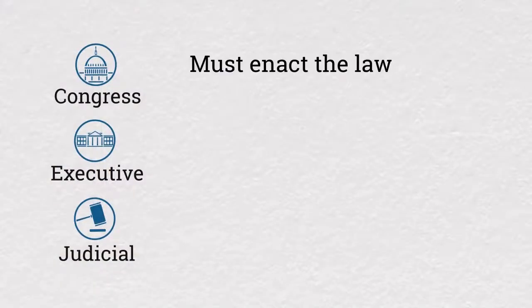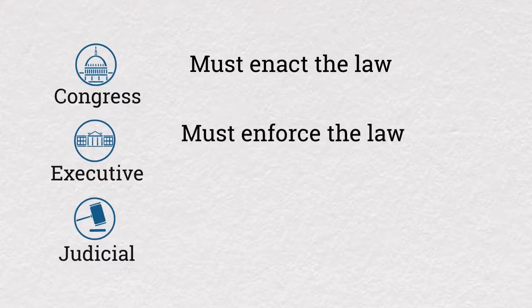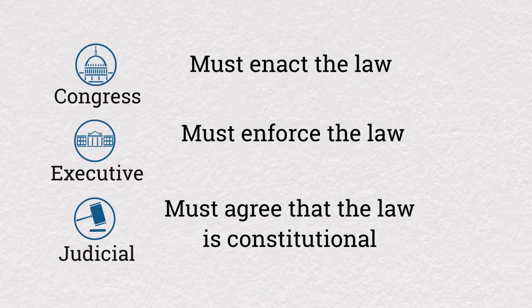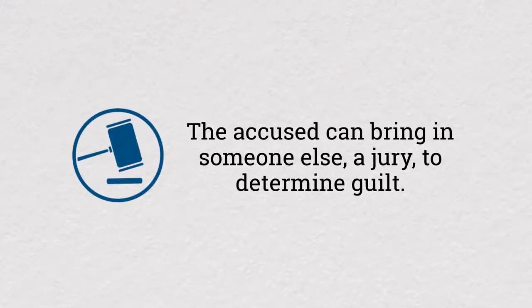Congress must enact the law, with or without the president's cooperation. The executive branch must enforce it. They have to arrest and prosecute people who violate it. And then the courts must agree that the law is constitutional and that whoever is being charged actually did do the forbidden thing. Frequently, the accused person can also bring in someone else. He can insist on being tried before a jury, and he won't be convicted unless some of his peers, the people, also agree. That's a lot that has to go right for the government.